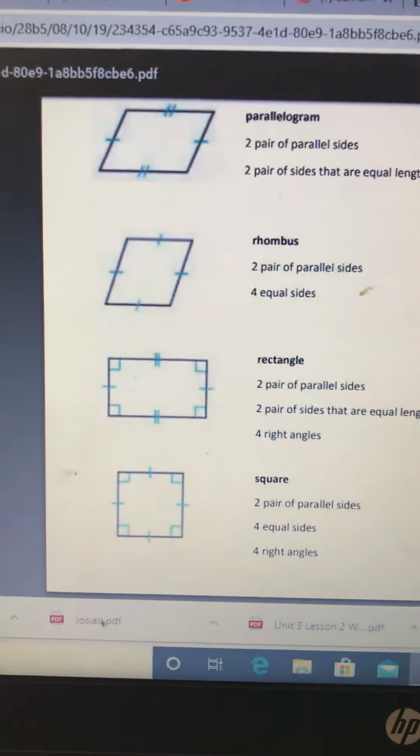A square has two pairs of parallel sides. This side will never touch this side. This side will never touch this side. It has four equal side lengths. All sides are equal. And it has four right angles.